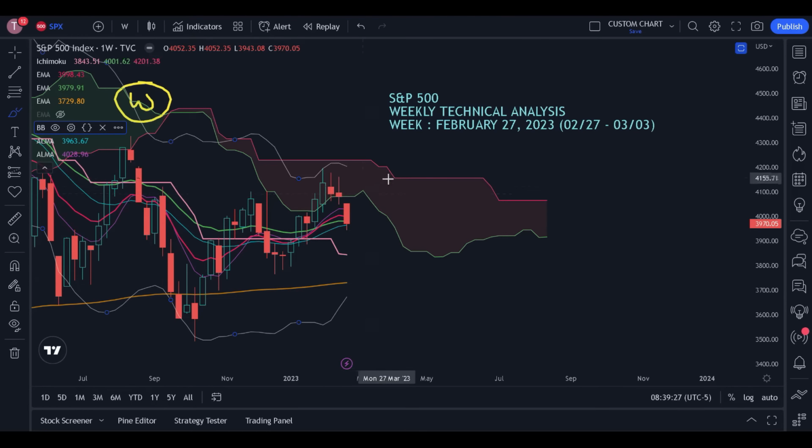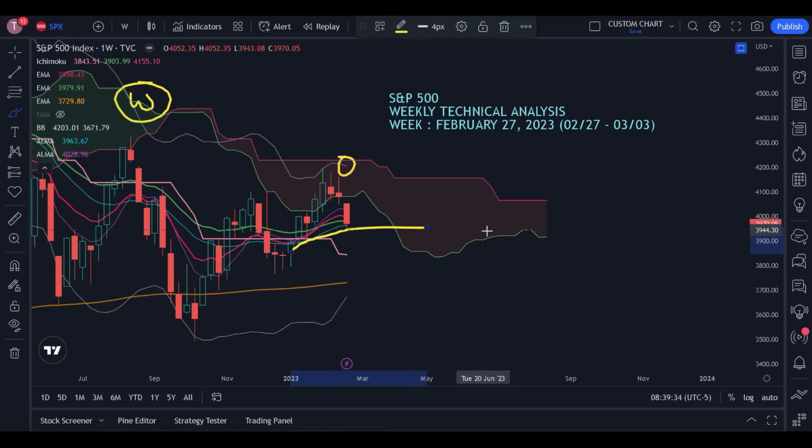So for the technical analysis, first comes the Bollinger Bands. This is the upper band of the Bollinger Band. This is the median of the Bollinger Bands. Because the S&P 500 is trading in between the upper band and the median of the Bollinger Band, this means that through the Bollinger Bands, S&P 500 is still bullish, right?